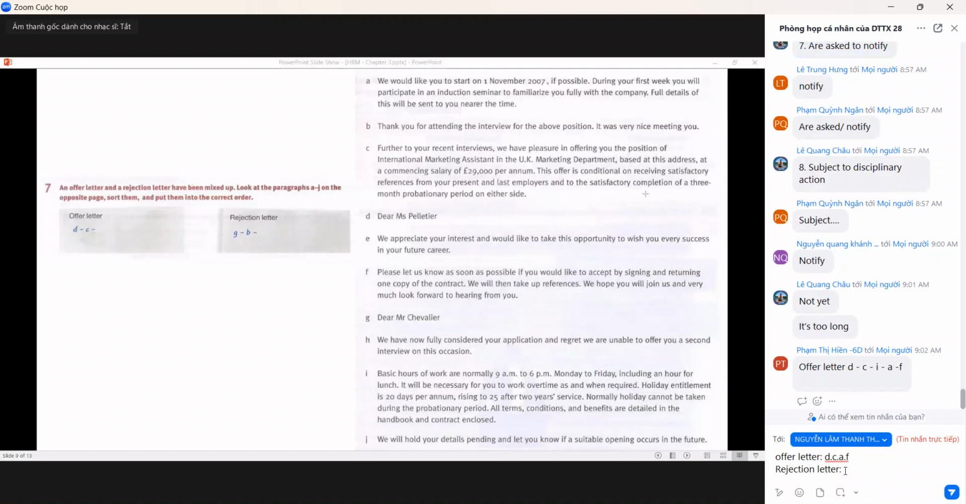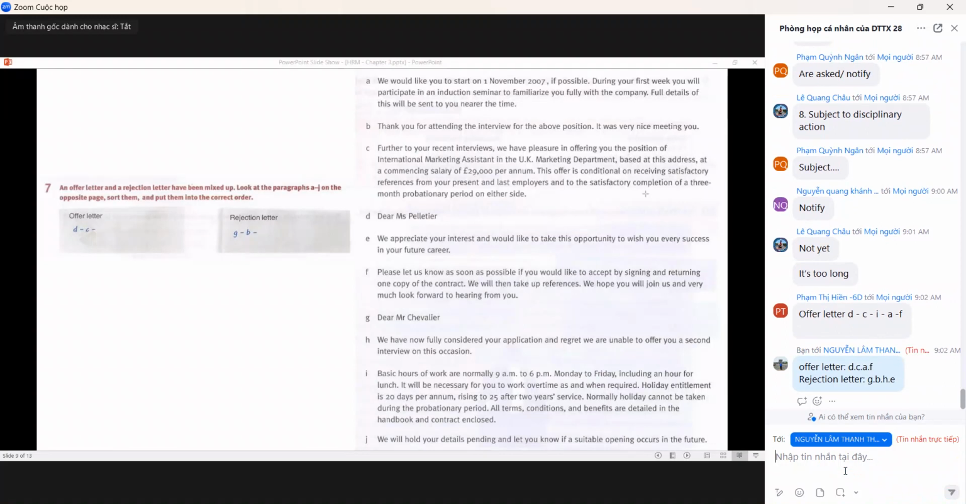Offer letter, D, C, I, F. Wow, chính hết rồi. Offer letter là đúng rồi đó, bạn Hiền làm đúng rồi. How about rejection letter?